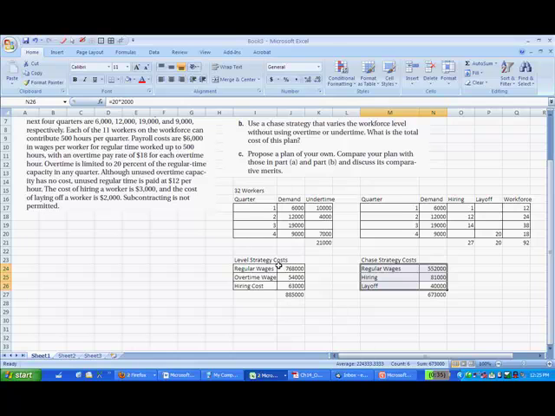So if we compare the two methods, the level strategy costs with the chase strategy costs, you see that the chase strategy represented a savings, but it comes at a price. It comes at a price in employee morale, knowing that people are going to be hired and discarded when they're not needed, which can negatively impact employee morale, of course. Well, anyway, that's how we do a chase strategy.